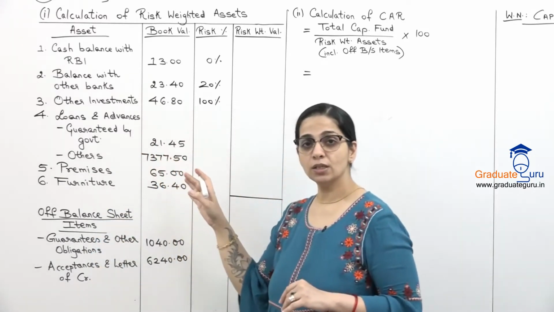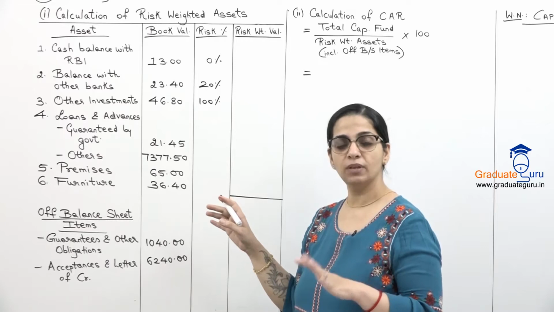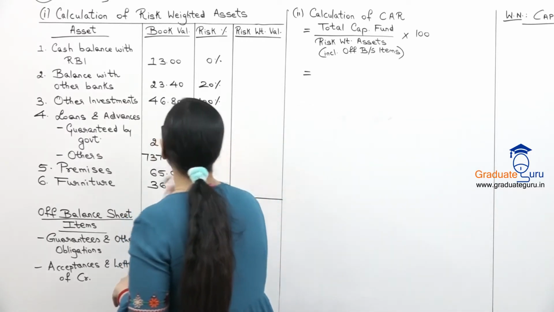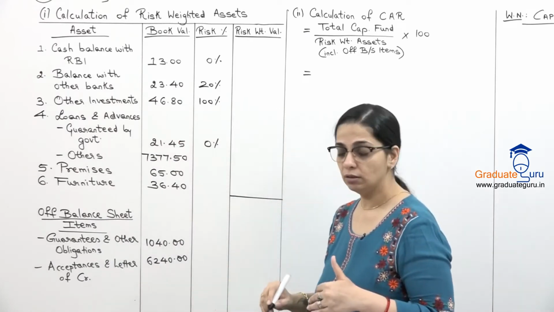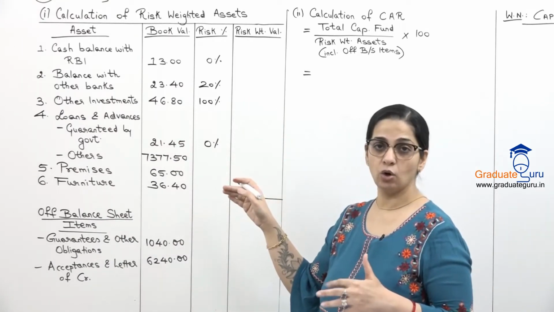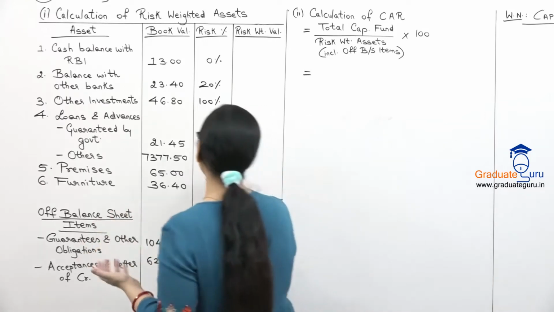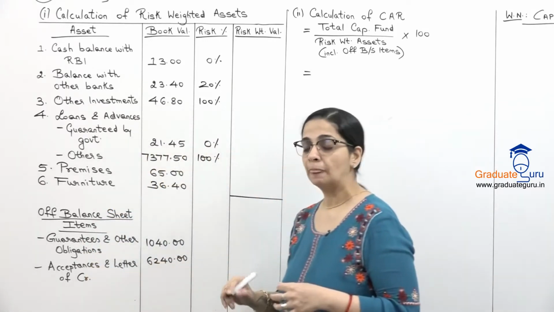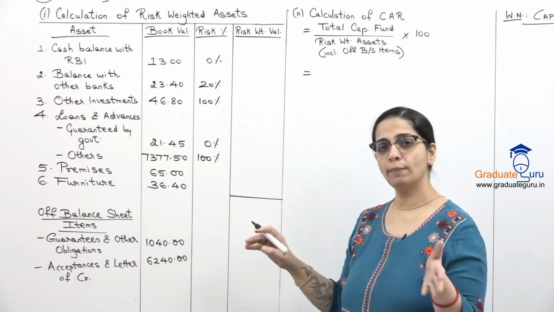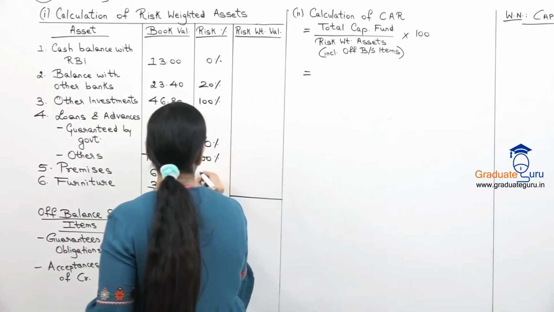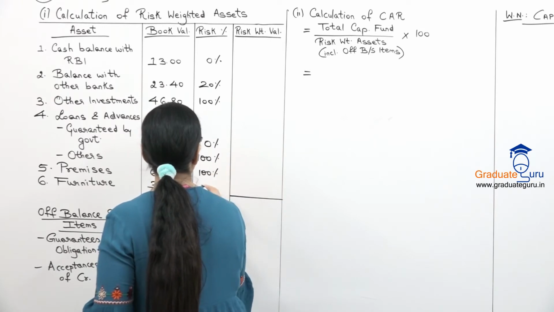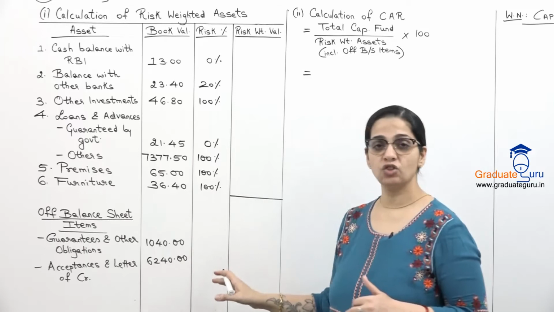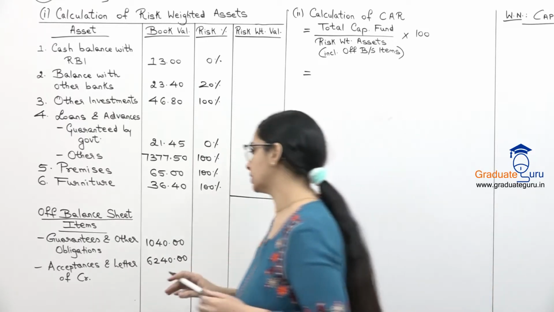Loans and advances which are government guaranteed, there is zero risk because government is guaranteeing its payment. So 0% for that. But in other advances and loans, of course there is a full risk. So 100% on that. Premises, furniture and any other asset, it is 100%. And even for our off balance sheet items, we will have a 100% risk.